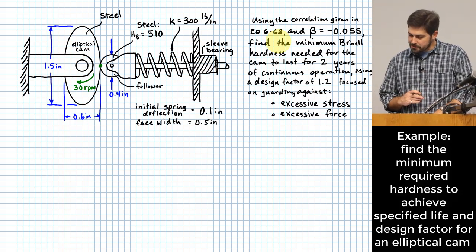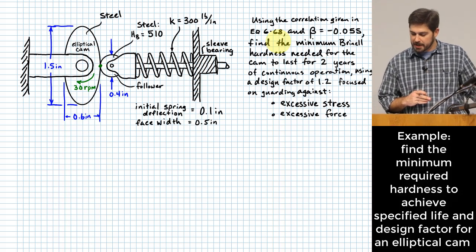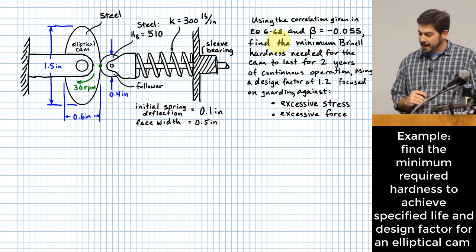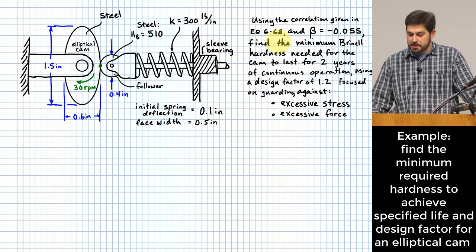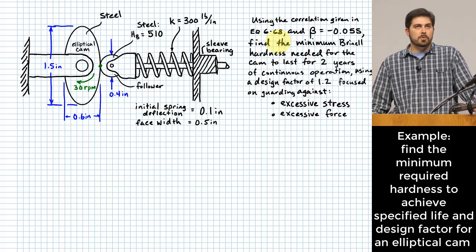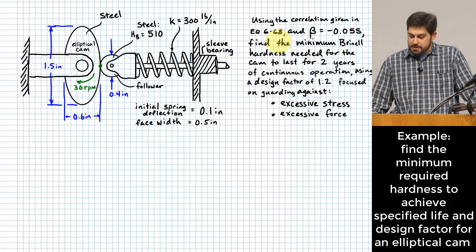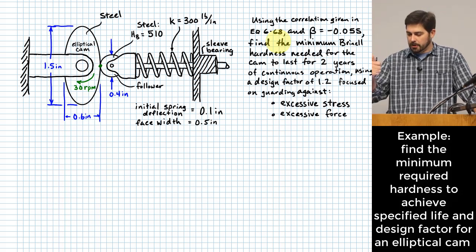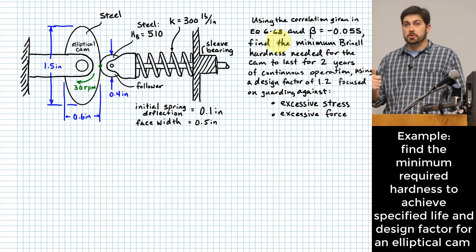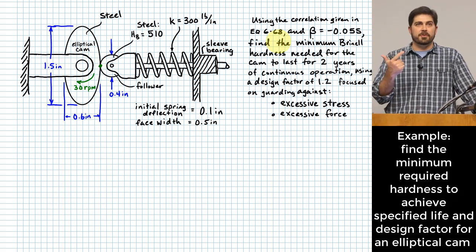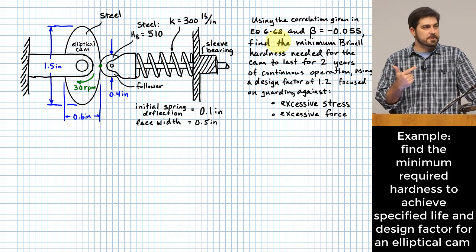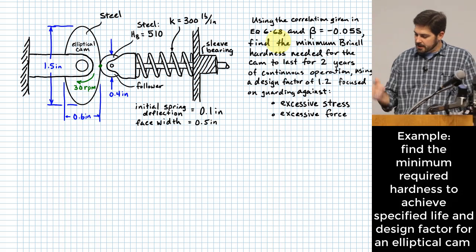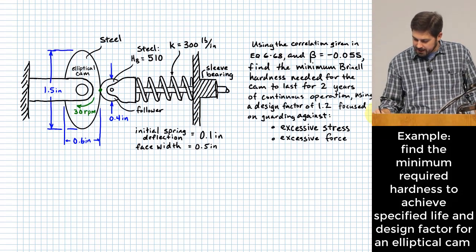Okay, what we want to do is find the minimum Brinell hardness we need so that the cam lasts for 2 years of continuous operation with a design factor of 1.2, where our design factor focuses, first of all, on guarding against excessive stress, and then second of all, guarding against excessive force. Okay, so let me go back to the picture that I had up here.